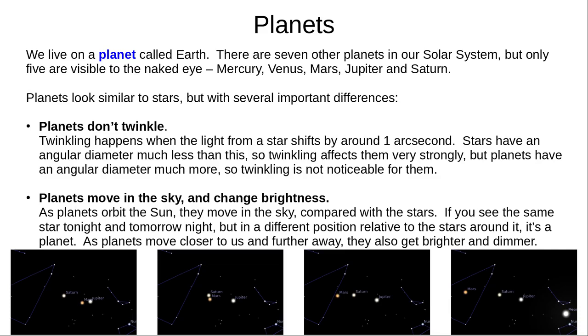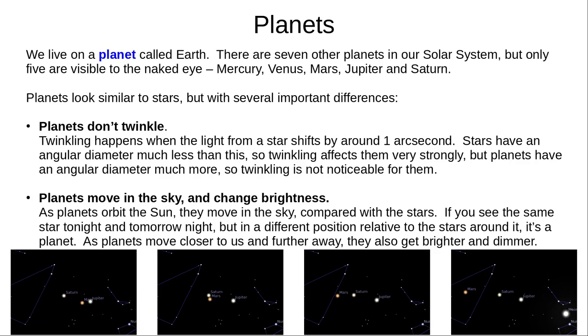1. Planets don't twinkle. Twinkling shifts the light from a star by around 1 arcsecond. Since stars are much smaller than this, twinkling is very noticeable. But planets are usually much larger in angular size, so we don't notice twinkling.